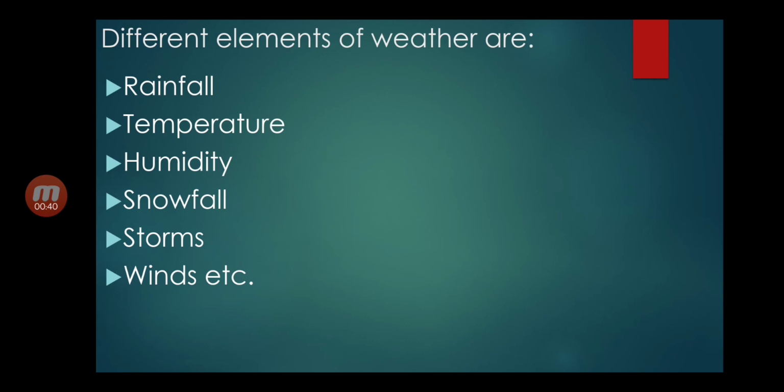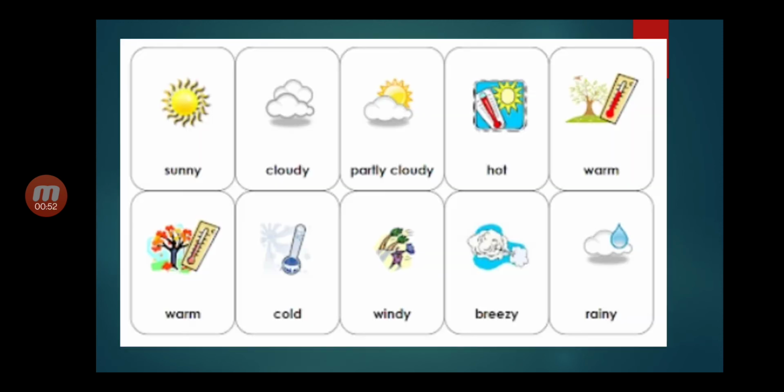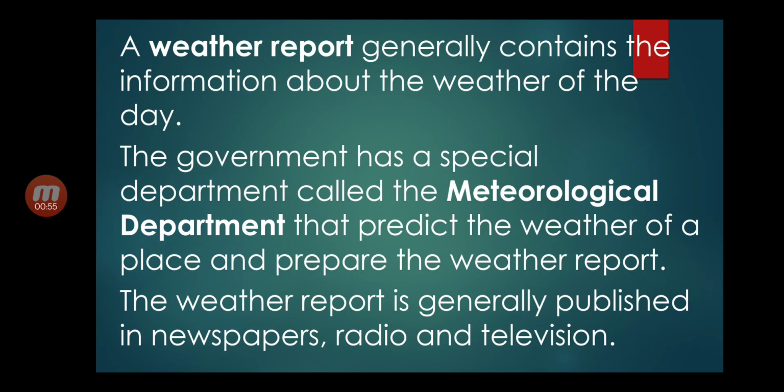Different elements of weather are rainfall, temperature, humidity, snowfall, storms, winds, etc. A weather report generally contains the information about the weather of the day. The government has a special department called the Meteorological Department that predicts the weather of a place and prepares the weather report. The weather report is generally published in newspapers, radio and television.